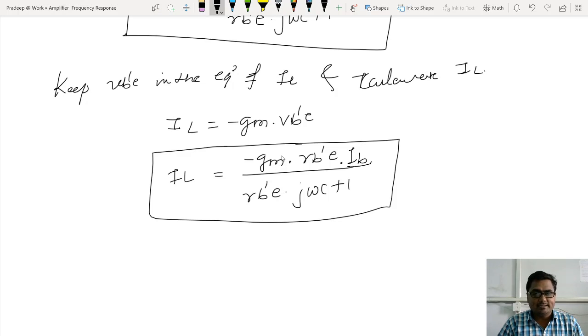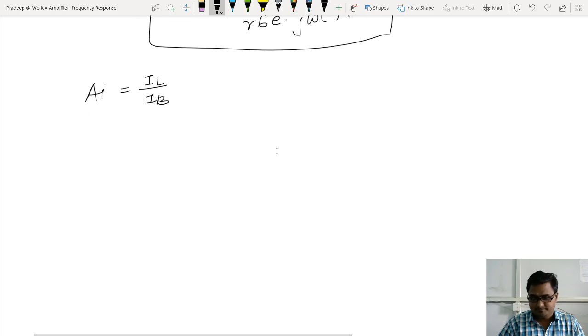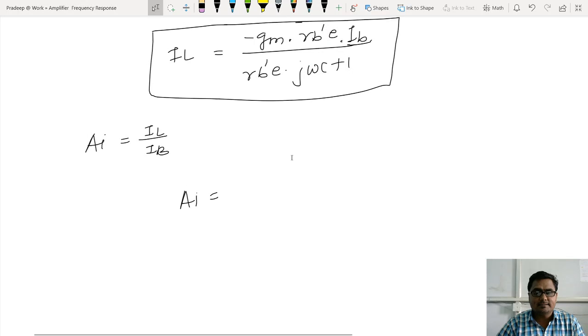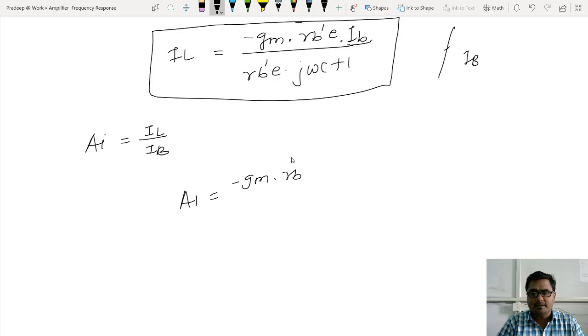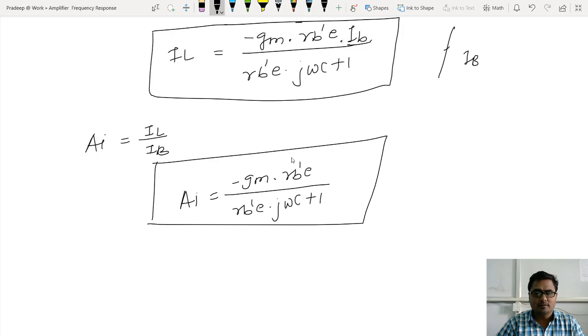Now, AI is equal to what? AI is equal to IL divided by IB. So divide the value of IL and get the value of AI. Finally what you are getting is minus gm multiplied by RB'E. IB will get cancelled. Then RB'E j omega C plus 1. Yes, this is the equation of AI.